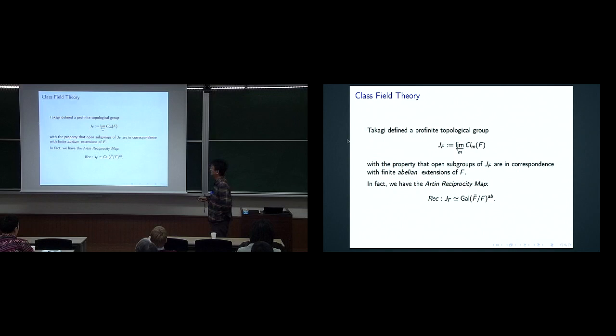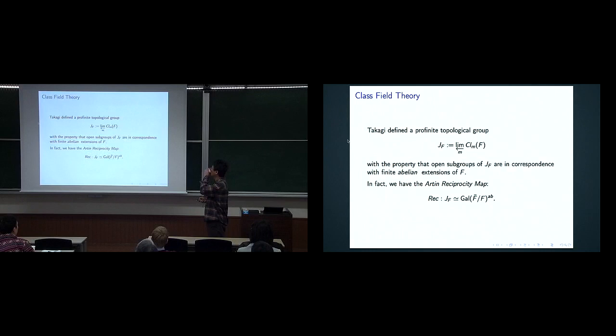So what is this thing here? You take an algebraic closure of F, and take the Galois group, all the automorphisms of that field that fix F, and take the abelianization. So this is the abelian Galois group of F, the absolute abelian Galois group of F. And Artin defined an isomorphism between this topological group and this abelianized Galois group. So this was called the Artin reciprocity. So together, this constitutes the class field theory in the sense of Artin and Takagi.